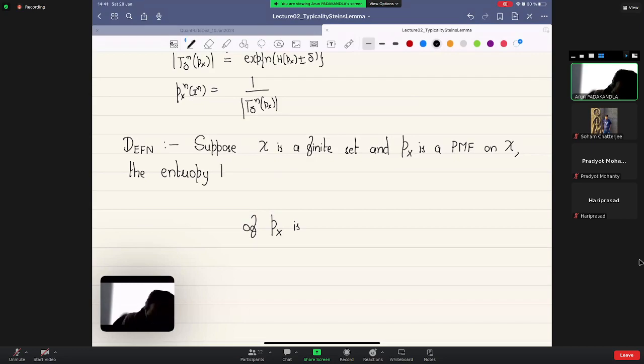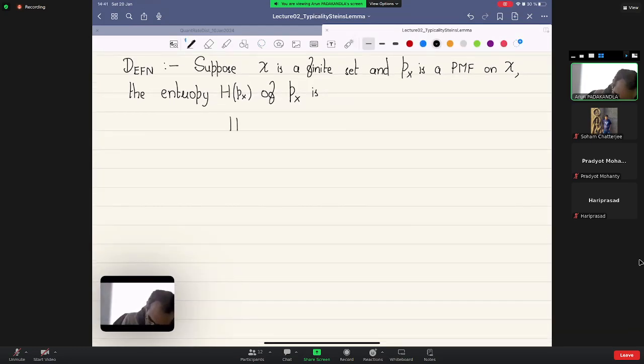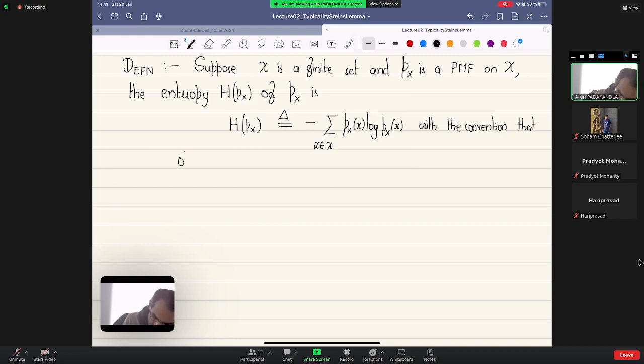There's an important definition. So entropy H of PX, this is a definition, an important one. You will see this through and through. You will see this become von Neumann entropy in the quantum case. H of PX is minus summation x belonging to X, PX of x log PX of x, with the convention that 0 log 0 is 0. This is by continuity. Okay, so that's an important definition.